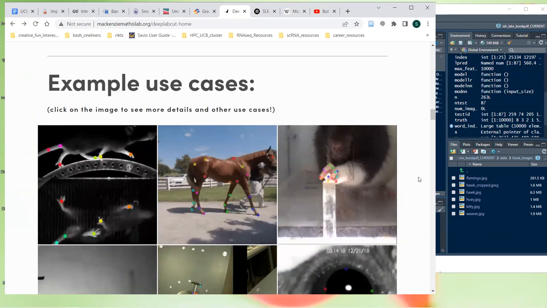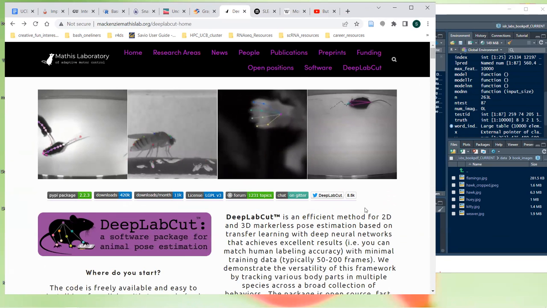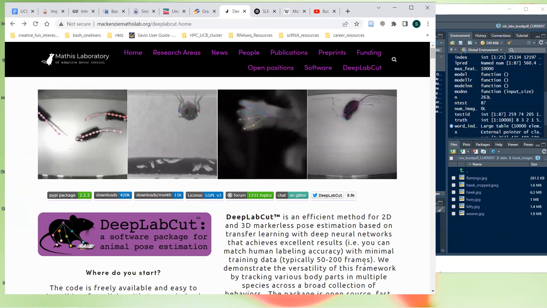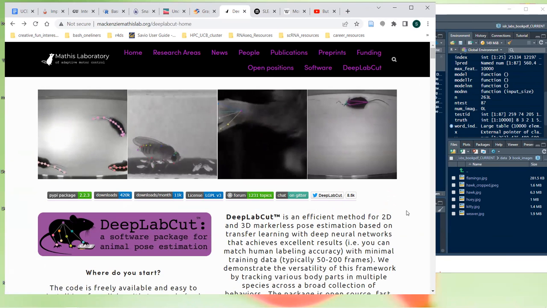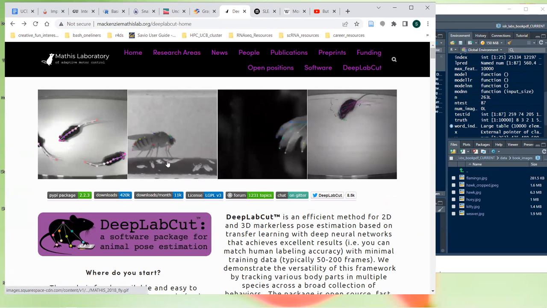Yeah. Okay, so this is software called DeepLabCut, put out by one of these labs that are building computational tools for this kind of analysis. The really cool thing is that this is markerless behavior tracking.